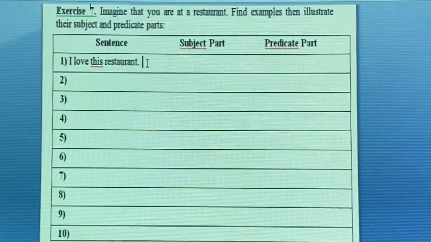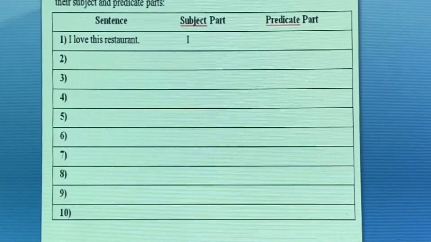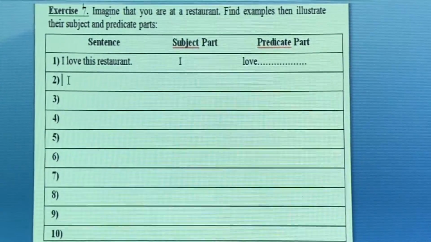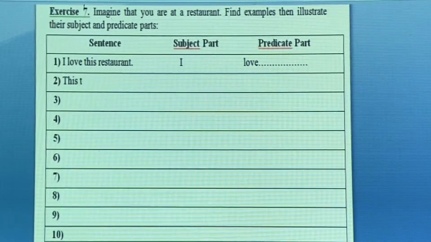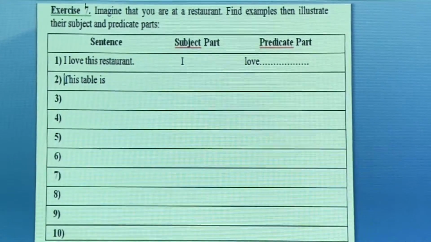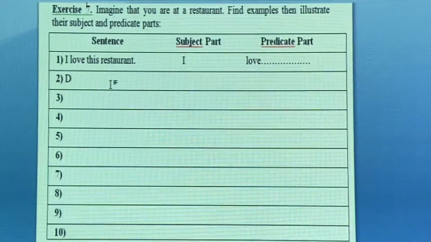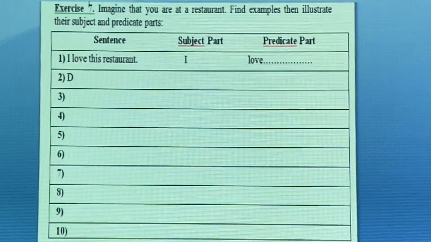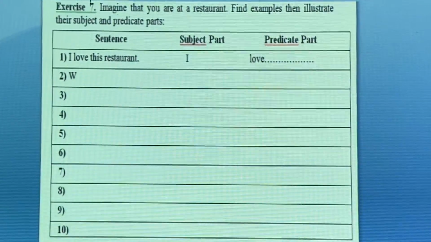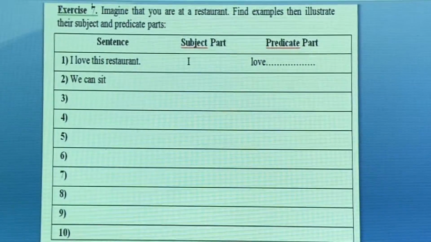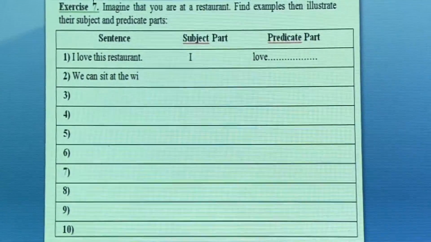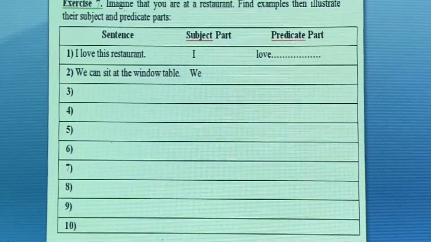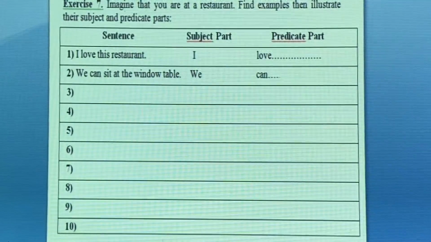I love this restaurant. The subject is I. And then the predicate is love this restaurant. Please copy the whole sentence. This table is, let's make it a question. Don't you see, or you can say, do you like we can sit at the window table? Yes, this is a good idea. We can sit at the window table. Okay, so the subject is we, and then the predicate starts by can sit at the window table.